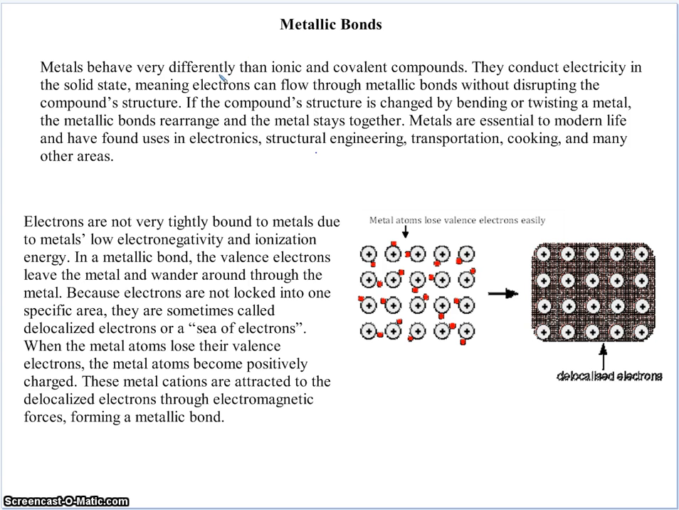Okay, metallic bonds. Last one of our three, right? We already looked at ionic, we looked at covalent, now we're looking at metallic. So already, I'm thinking metallic must have to do with metals. It's right in the name. So metals behave very differently than ionic and covalent compounds.